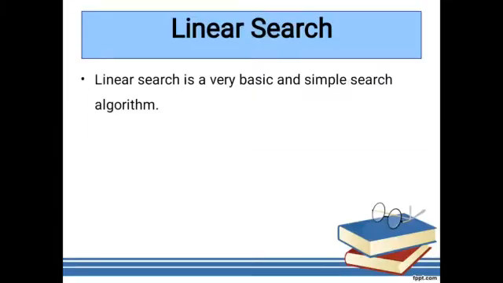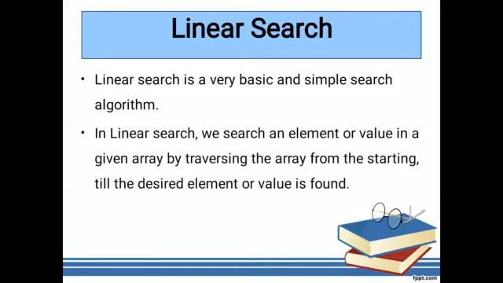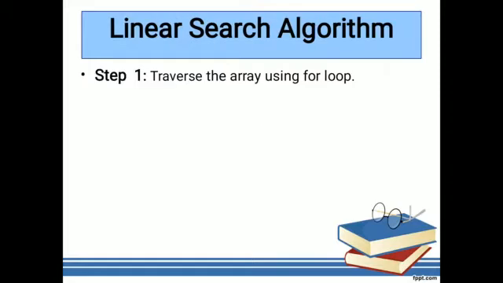Linear search. It is a very basic and simple search algorithm. In this linear search algorithm, we will search for an element or a key value in the given array by traversing the array from the start until the desired element or value is found. Until then, we just traverse one by one in a sequential manner. That's why linear search is also called the sequential search algorithm. So this is the linear search algorithm.